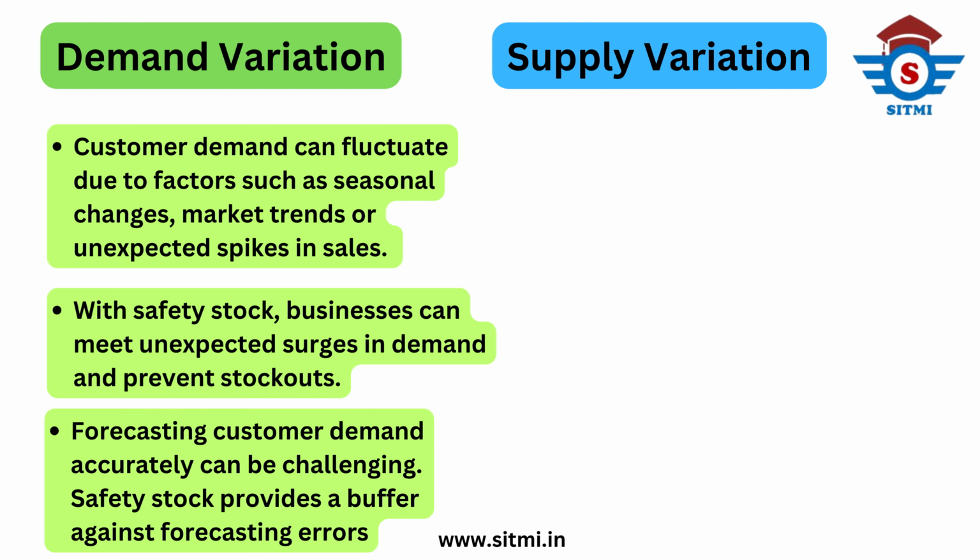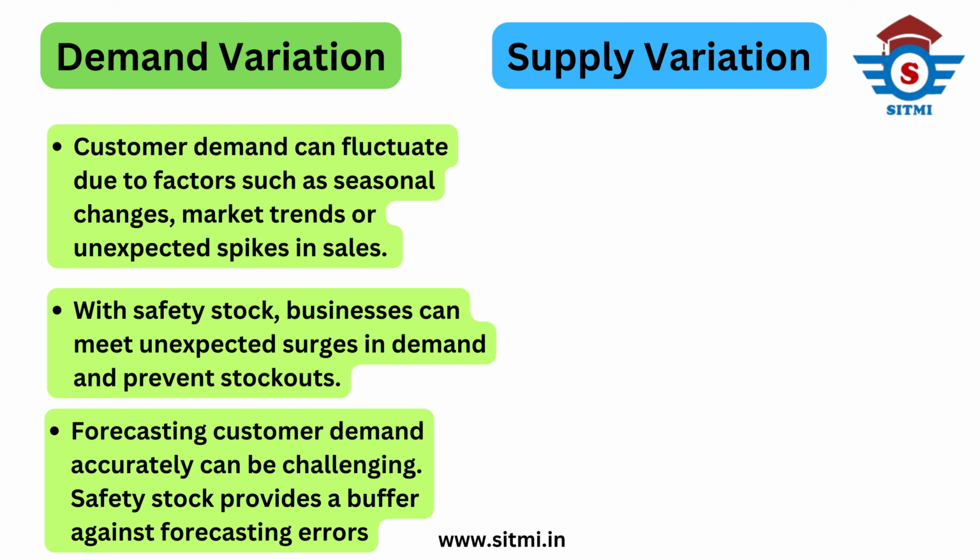We also know that demand forecasting is an uncertain activity today. In today's complex world, forecasting customers' demand accurately can be challenging for supply chain professionals. That is why safety stock provides a buffer against forecasting errors. For example, if the actual demand exceeds the forecasted demand, then safety stock can bridge the gap between the two until the replenishment arrives. That was all about demand variation.